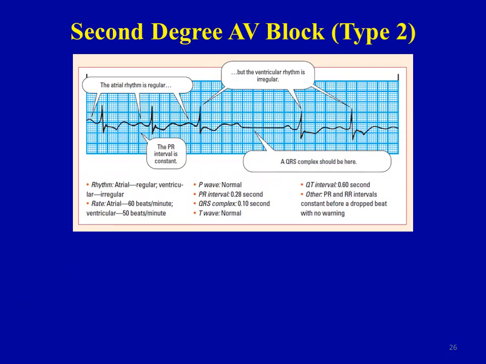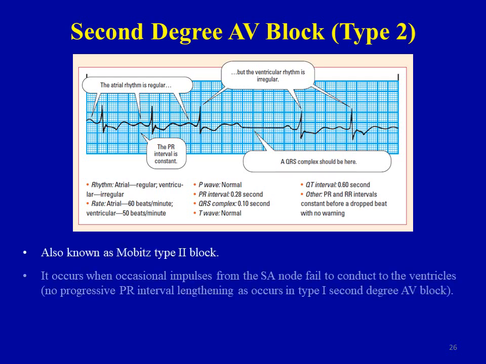Now in the type 2 second degree AV block, what is happening is that the atrial rhythm is regular, the PR interval is prolonged, and this prolongation is constant like type 1, but a QRS complex is absent after a while. So after several complexes we have a missing QRS complex, also known as Mobitz type 2 block. It occurs when occasional impulses from the SA node fail to conduct to the ventricles.